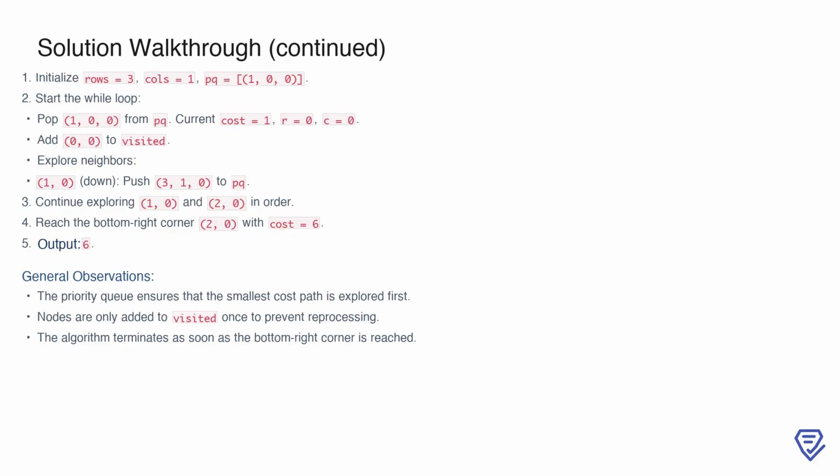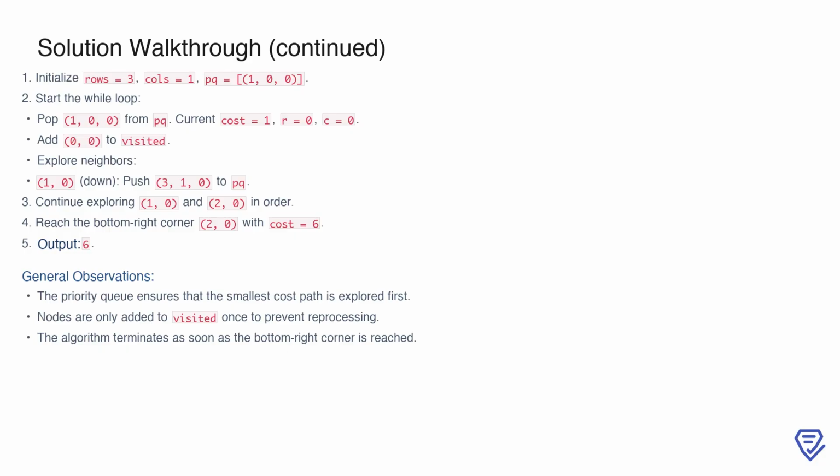The only possible movement is downward, so the algorithm pushes 3, 1, 0 into the queue, representing the next cell with an accumulated cost of 3. This pattern continues, processing 1, 0, and 2, 0 sequentially until the bottom right corner, 2, 0, is reached with a total cost of 6. This example highlights that the algorithm adapts seamlessly to grids with restricted movement, such as purely vertical paths.